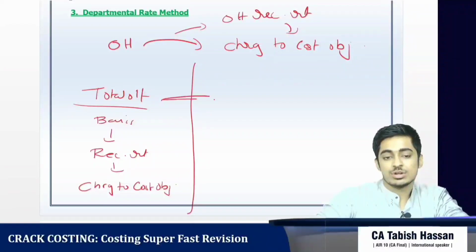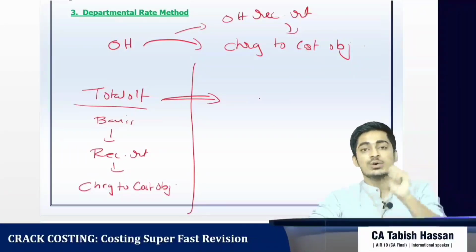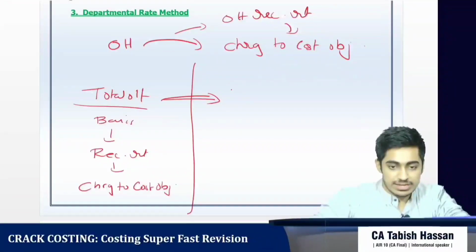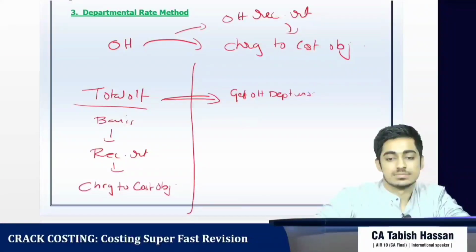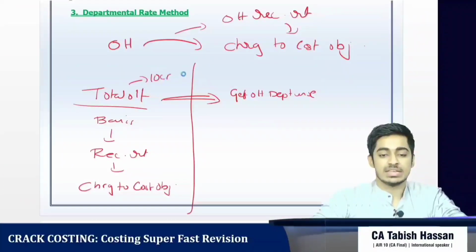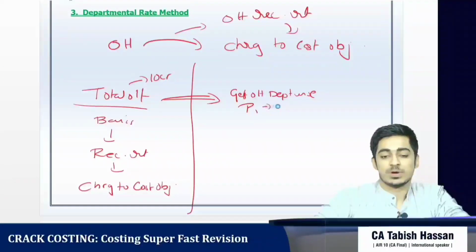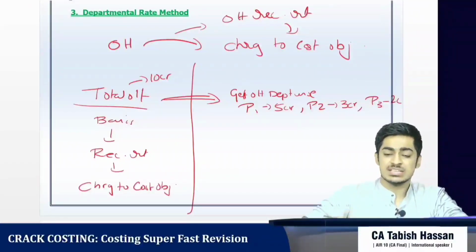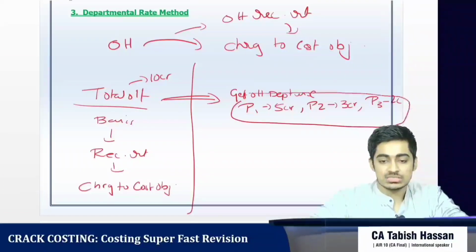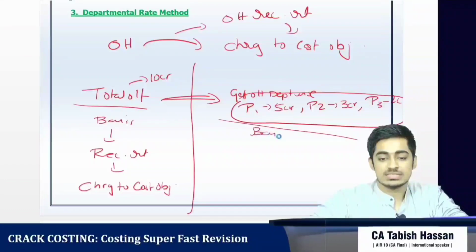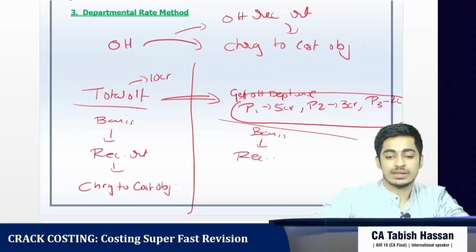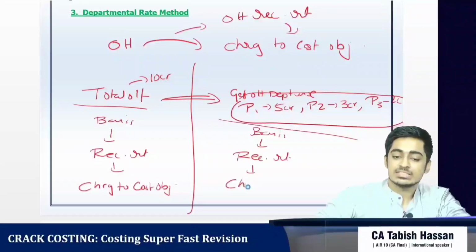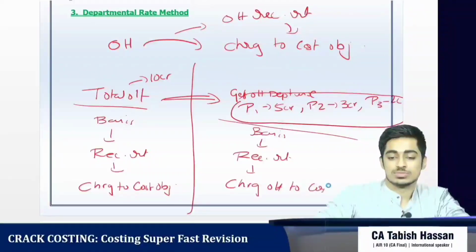But here, instead of taking total overheads, we take the overhead department-wise. Say, for example, the total overhead of the company is 10 crore. We get it as production department 1 overhead of 5 crore, P2 is 3 crore, P3 is 2 crore. And the next steps are the same. Once we have the total overheads, link it to a suitable basis, get the overhead recovery rate, and then charge the overheads to the cost object.